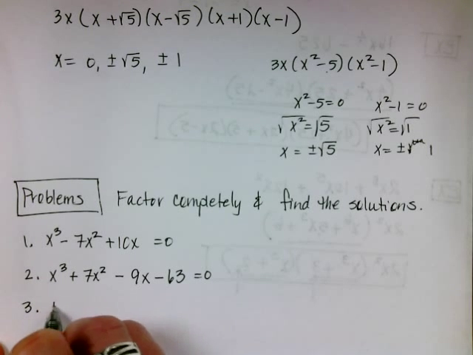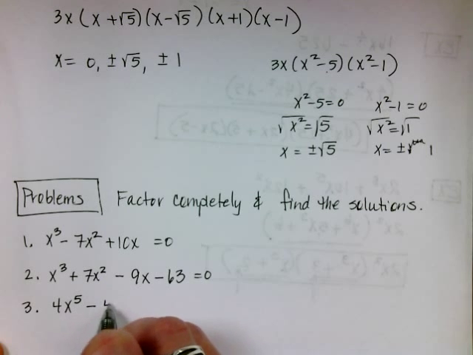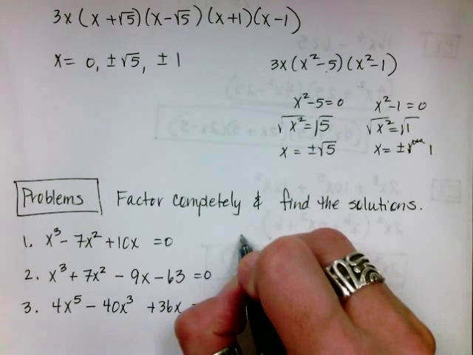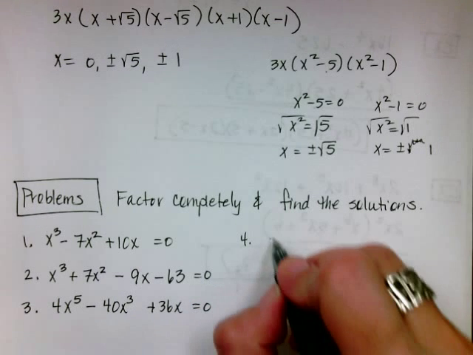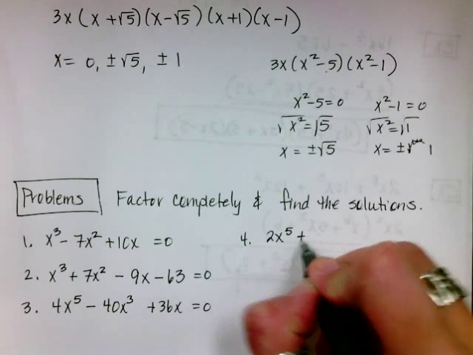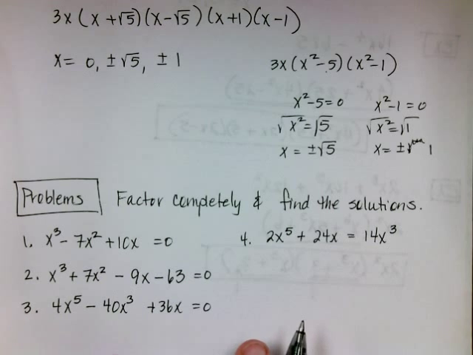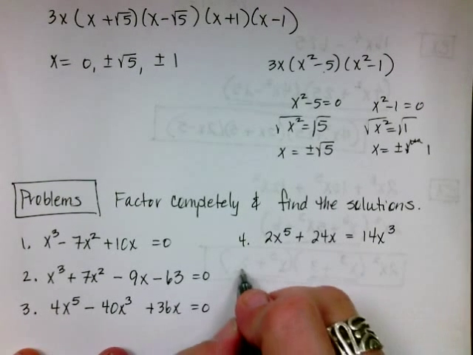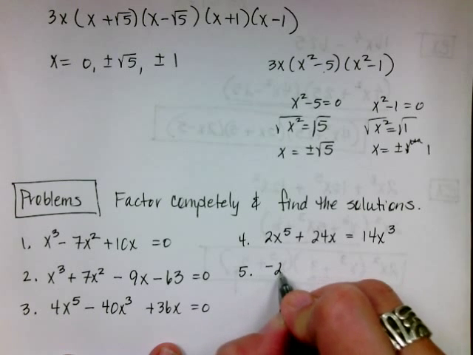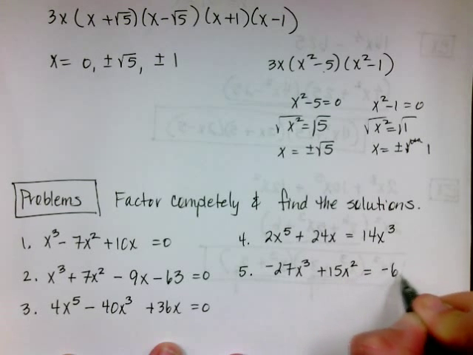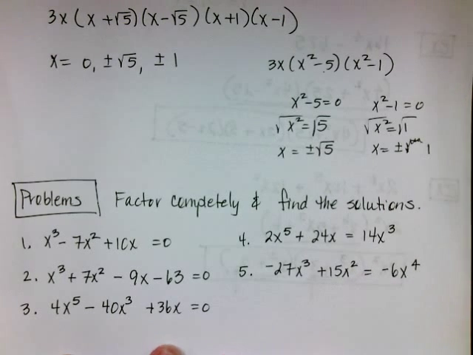Number 3, 4x to the 5th minus 40x cubed plus 36x is equal to 0. Let me put 4 up here, number 4. I have 2x to the 5th plus 24x is equal to 14x cubed. Remember to put that one in standard form before you start. And then your last problem, I have a negative 27x cubed plus 15x squared is equal to a negative 6x to the 4th. And remember to put that one in standard form again before you start.